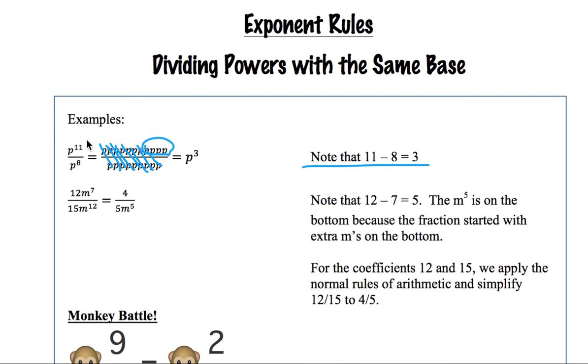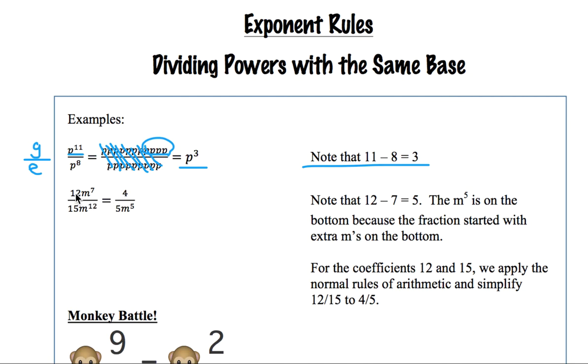I like to think of this as an animal battle, where the top of the fraction is good and the bottom of the fraction is evil. So we have 11 good penguins battling 8 evil penguins. The 8 evil penguins each kill one of the good penguins, and in the end, 3 good penguins are left standing.